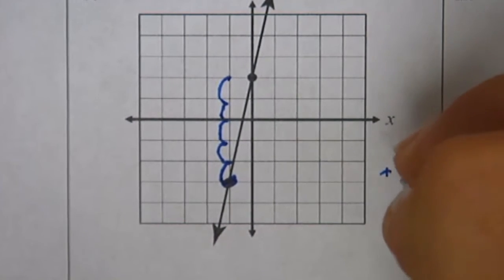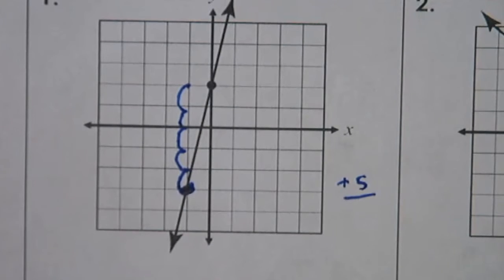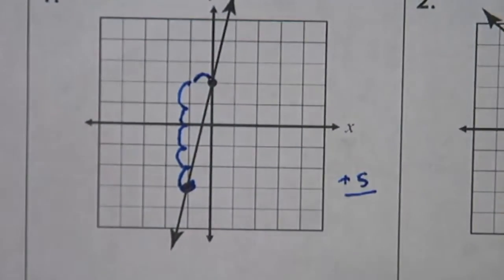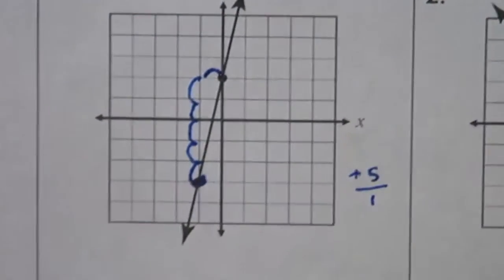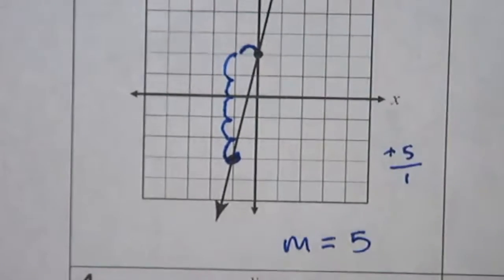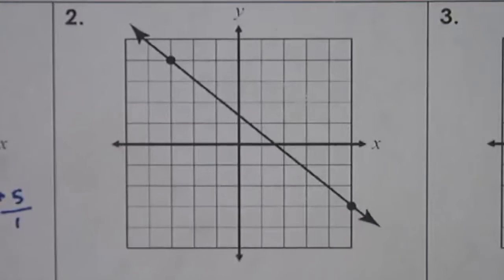Now I'm going to put a +5, but it's not necessary. If it's positive, we know it's positive unless it has a negative. And then I'm going to count over to the right. That's 1. So 5 over 1. My slope for this graph would simply be 5. And it's that easy. We're simply counting from one point to the other.